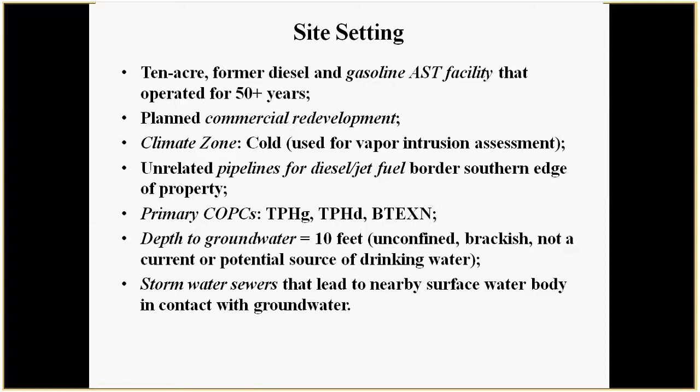It's about 10 feet to groundwater. In this scenario, groundwater is unconfined, brackish. It's not a current or potential source of drinking water, but it's nearby a surface water body. In this case, it was a harbor, and there are storm waters going through the site. They're actually getting in contact with groundwater, and they discharge into the harbor.